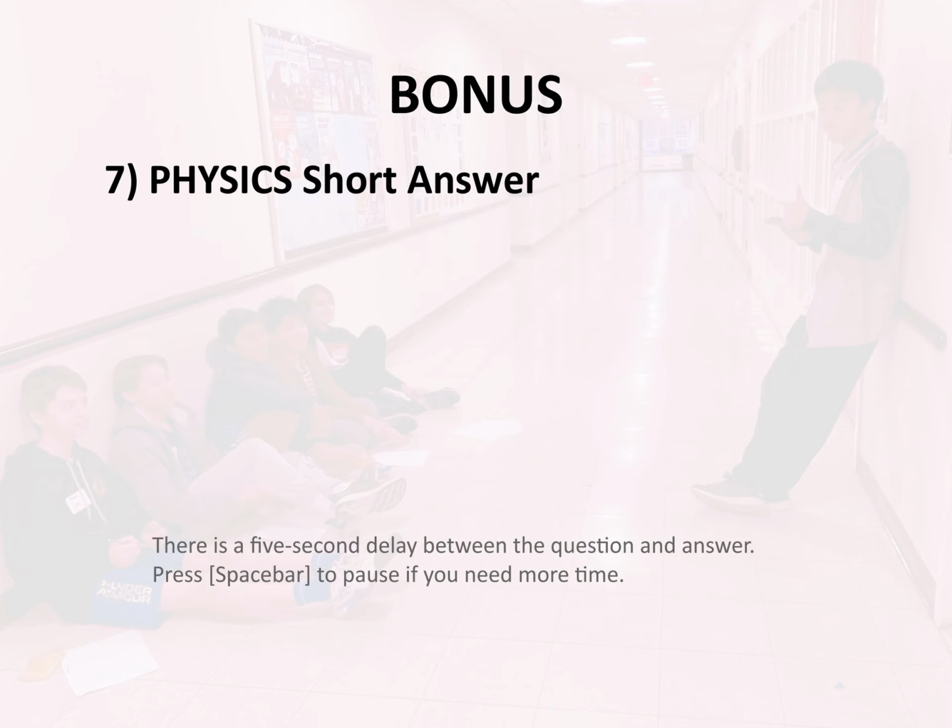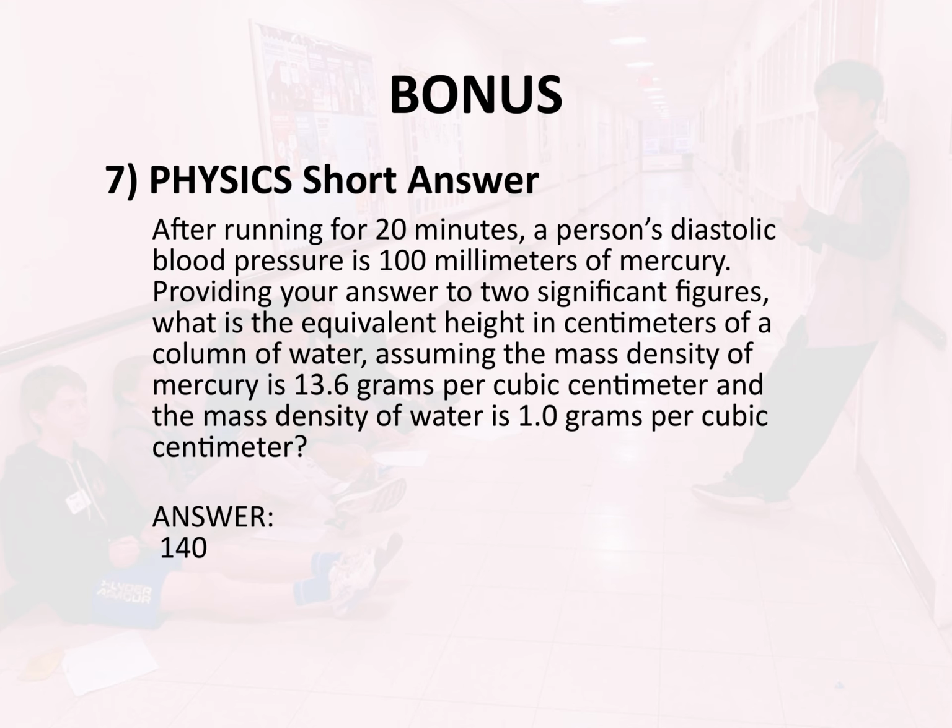Bonus 7. Physics. Short answer. After running for 20 minutes, a person's diastolic blood pressure is 100 millimeters of mercury. Providing your answer to two significant figures, what is the equivalent height in centimeters of a column of water, assuming the mass density of mercury is 13.6 grams per cubic centimeter and the mass density of water is 1.0 grams per cubic centimeter? Answer. 140.